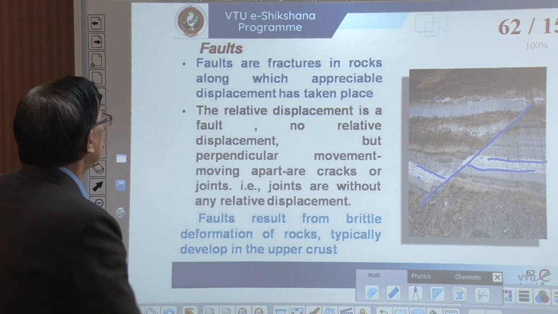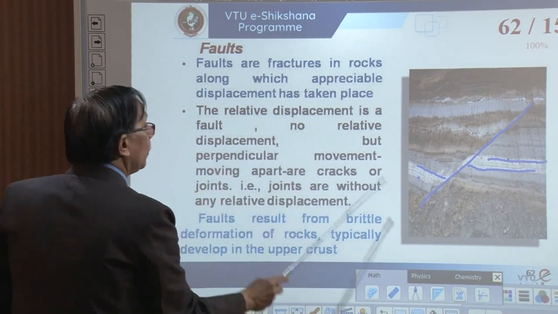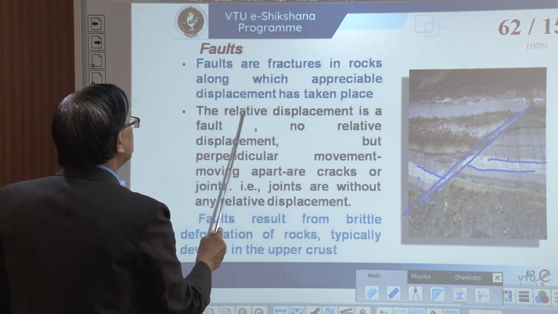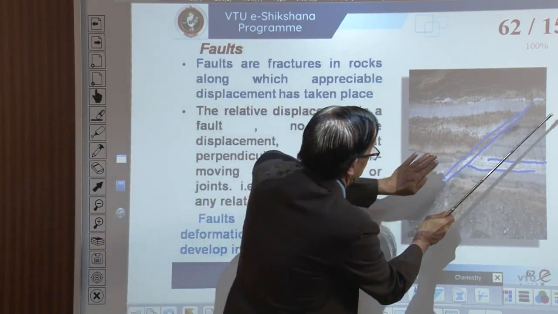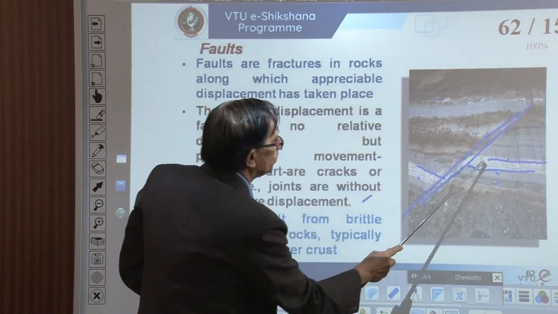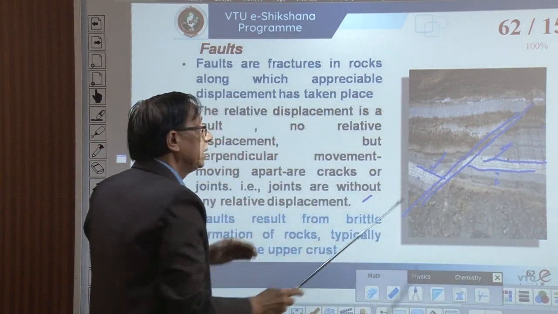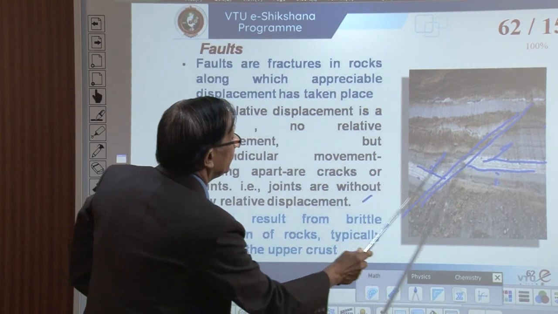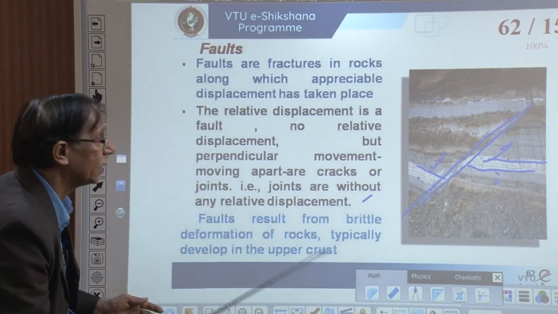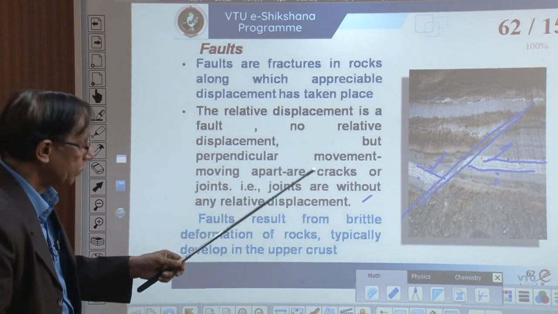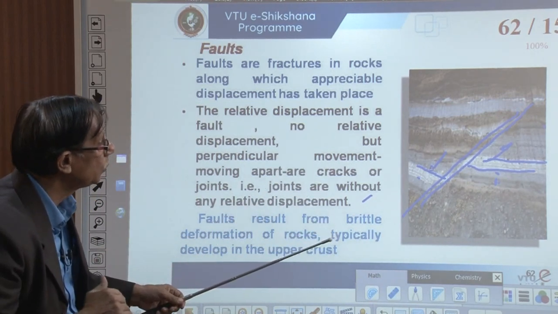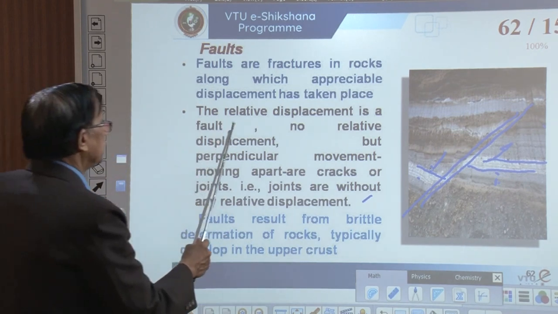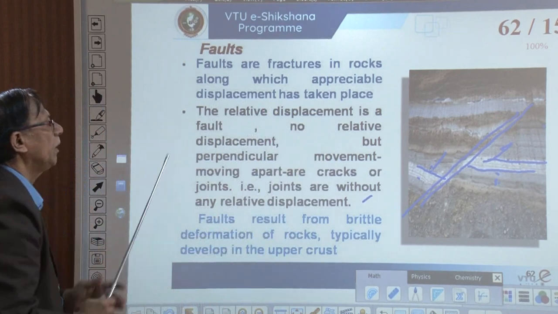What do you mean by fault? Faults are fractures in rocks. This is a fracture in rocks along which appreciable displacement has taken place. Like this, on either side of the fracture, the rocks moved in a different direction, displacement has taken place. The relative displacement is called fault.